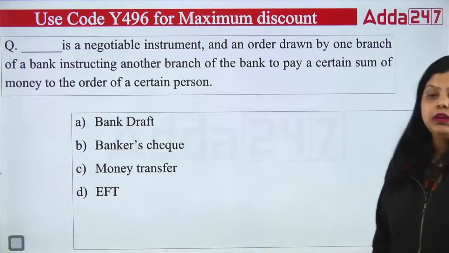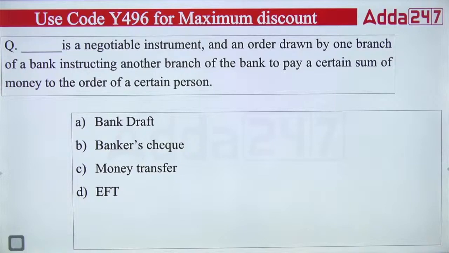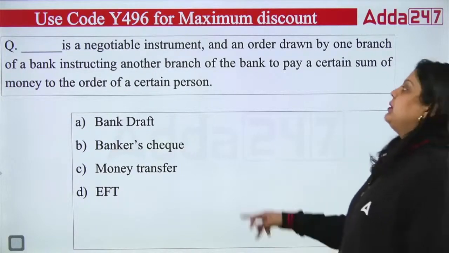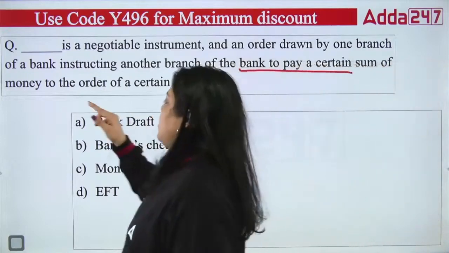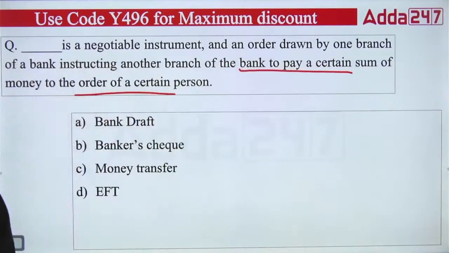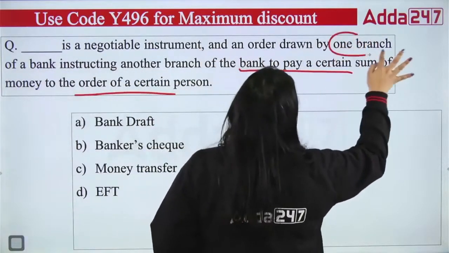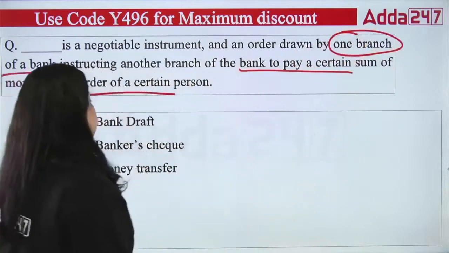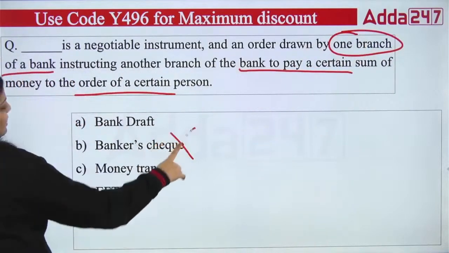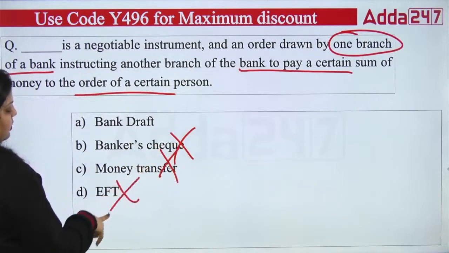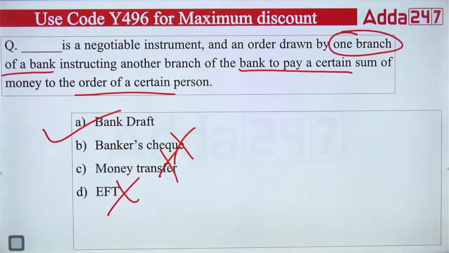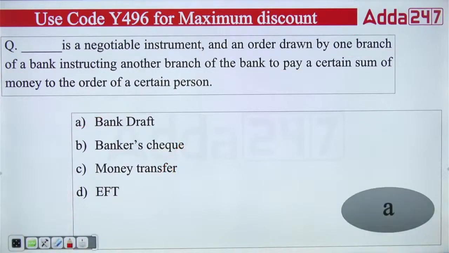Which of the following is it? Dash is a negotiable instrument and an order that is drawn by one branch of a bank instructing another branch, for what purpose? To pay a certain sum of money to the order of a certain person. And if it is an order drawn by one branch of a bank, it is not banker's check, it is not money transfer, it is not electronic fund transfer, it is bank draft. So bank draft is drawn by the branch of a bank. So the right answer is A.